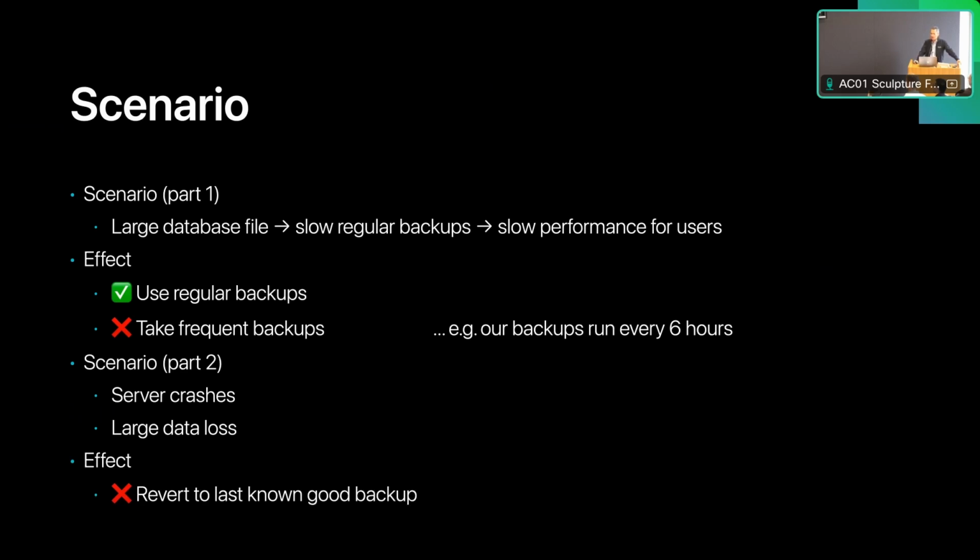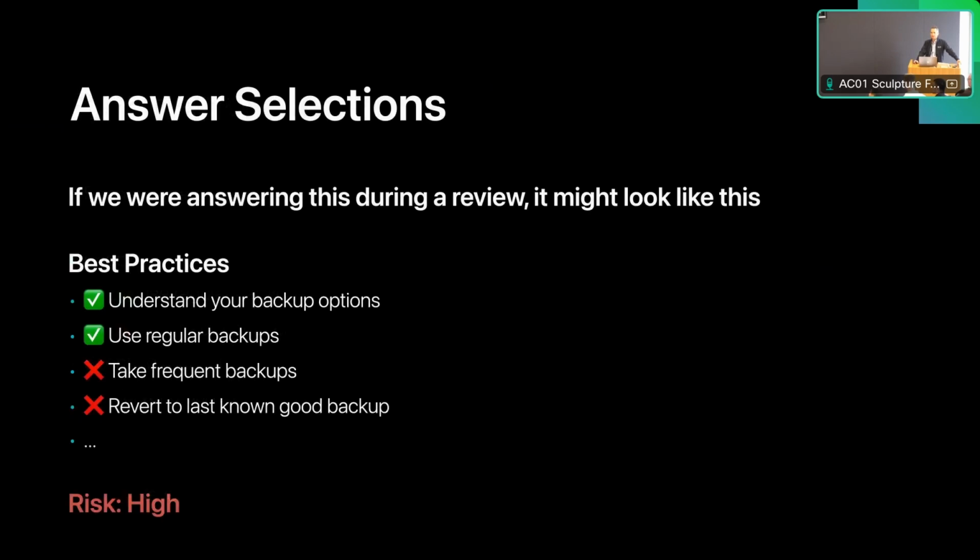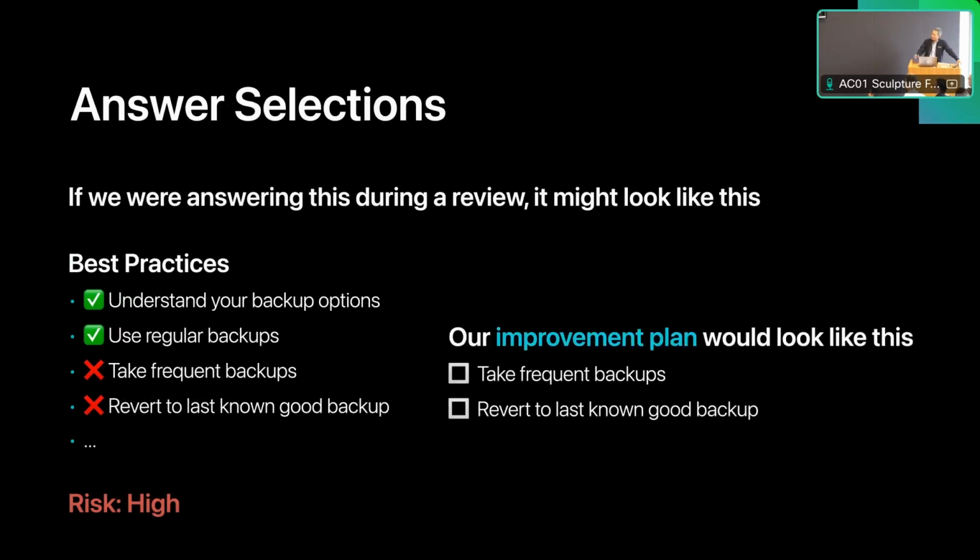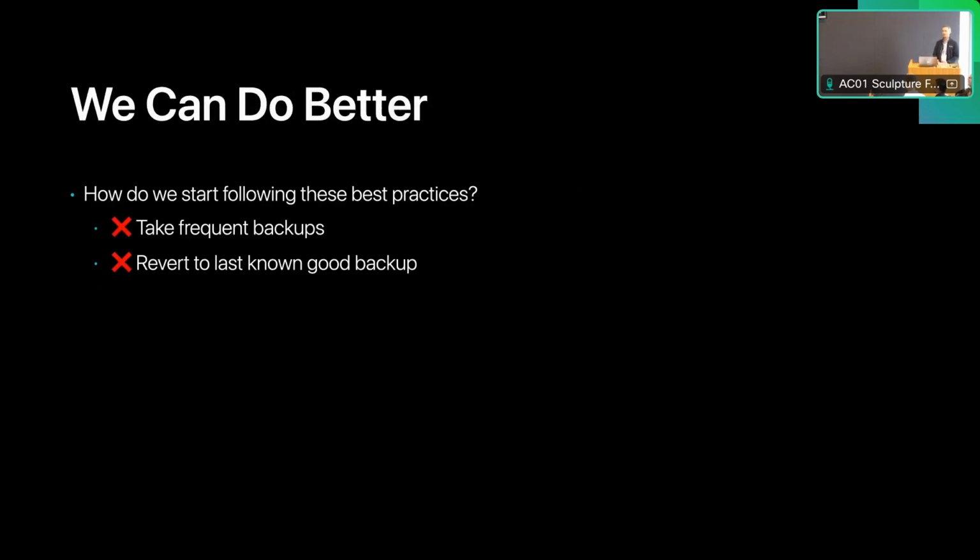If we were answering this during a review, we might fill it out this way. We think we understand our backup options. We're doing the regular backups, but we're not doing those other two things. And as a result, the question indicates that it's a high risk. Our improvement plan would simply be the list of best practices that we're not following. So we'd like to do better. We'd like to follow the best practices, but it feels like an intractable situation, right? So what do we do?